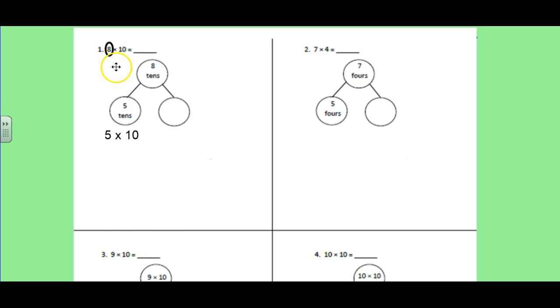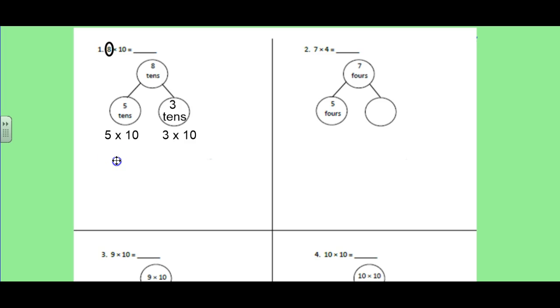So if they broke apart 8 into 5 and another number, then we know that 5 and 3 are going to give us 8. So in this part of the number bond, we're going to be putting 3 10s, because that is what would add up to equal 8 10s. So if we've got 5 10s and then we've got 3 10s, right here we're going to be putting 3 times 10.